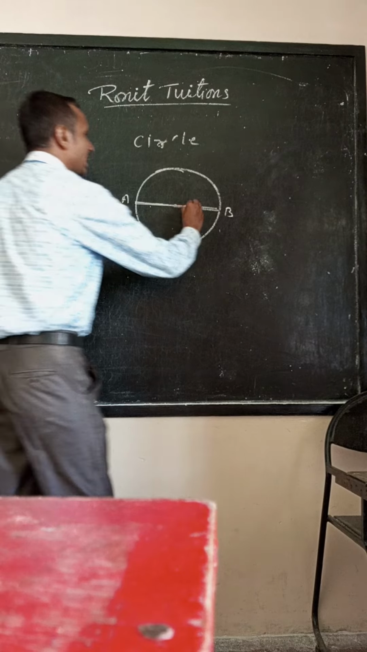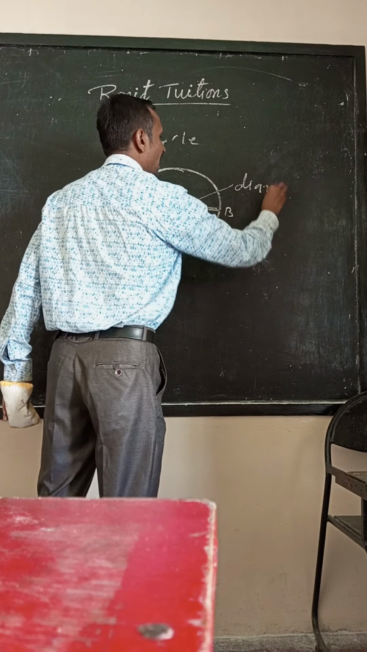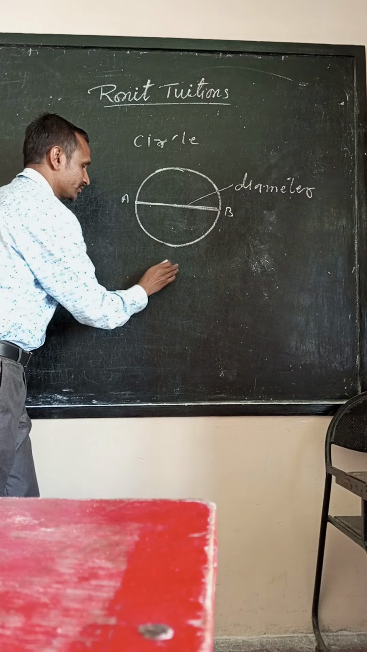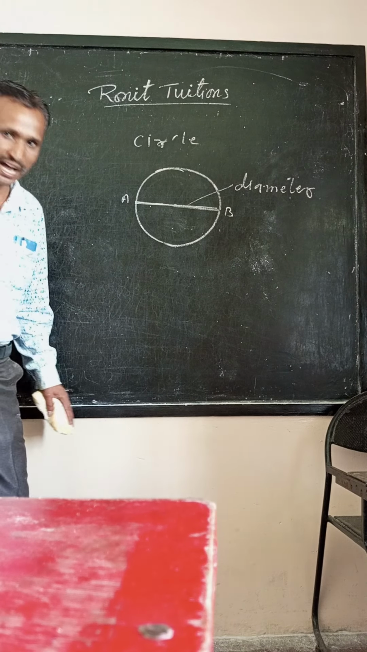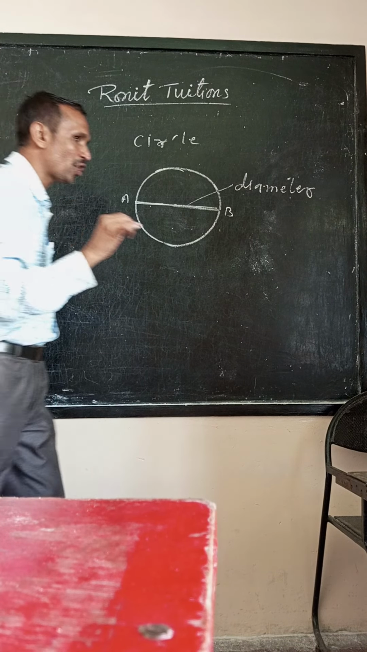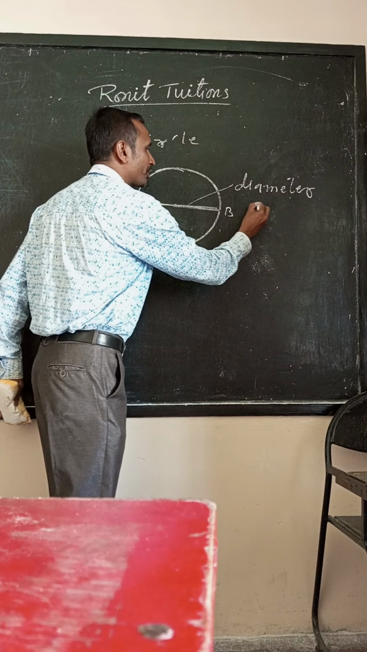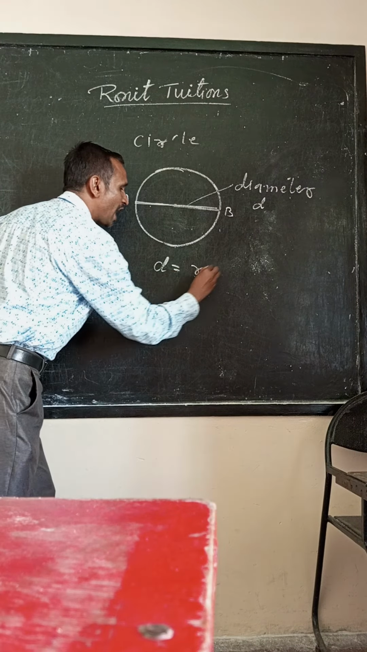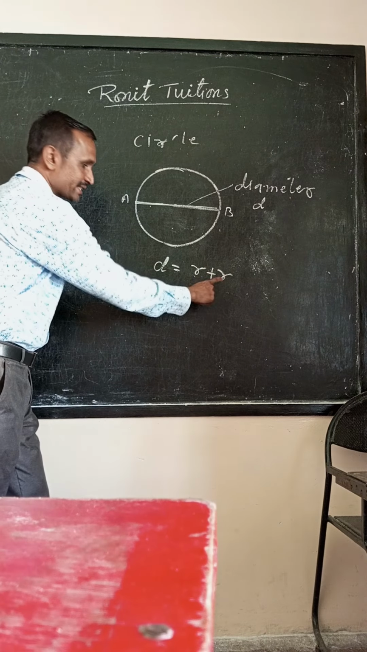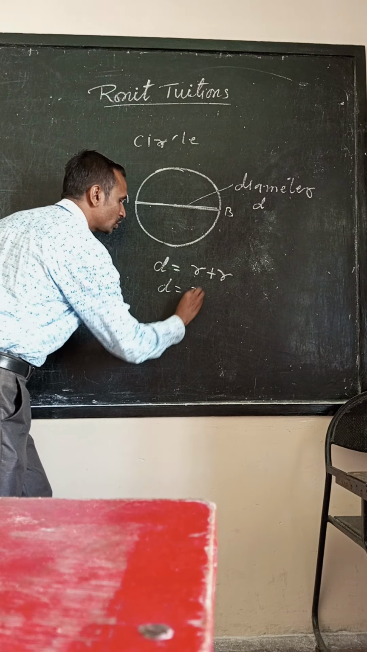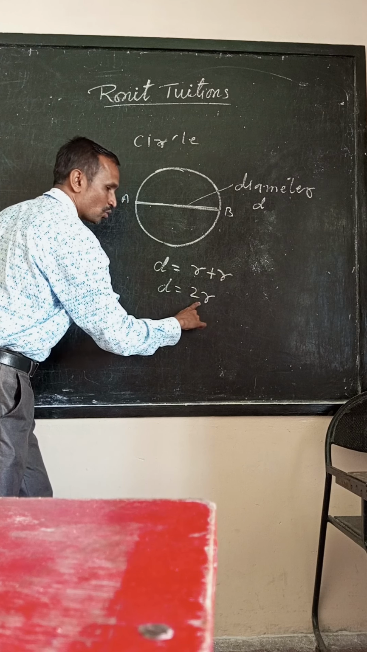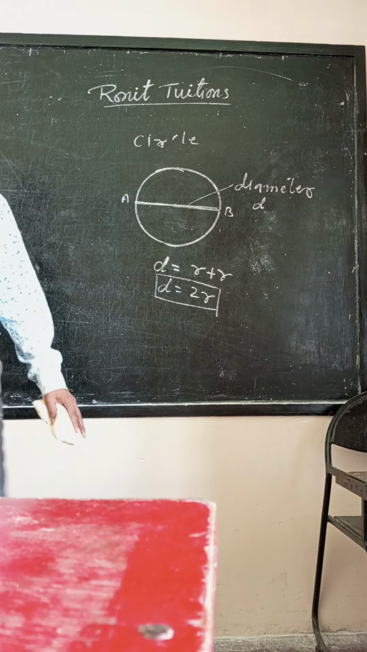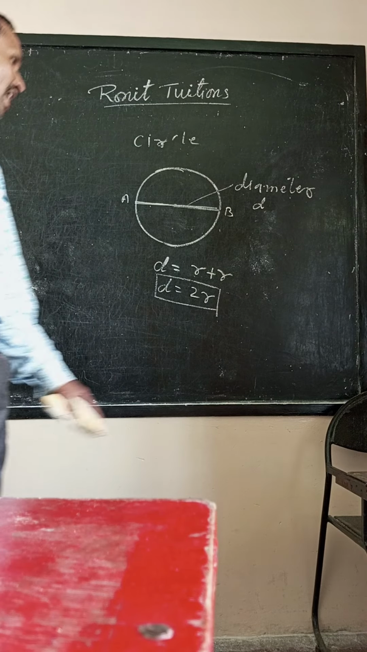What is the diameter? Diameter is always double the radius. The diameter is denoted by small d. So d is equal to r plus r, where r means radius, then d is equal to 2r. So the formula we got: the diameter of a circle is always double the radius.